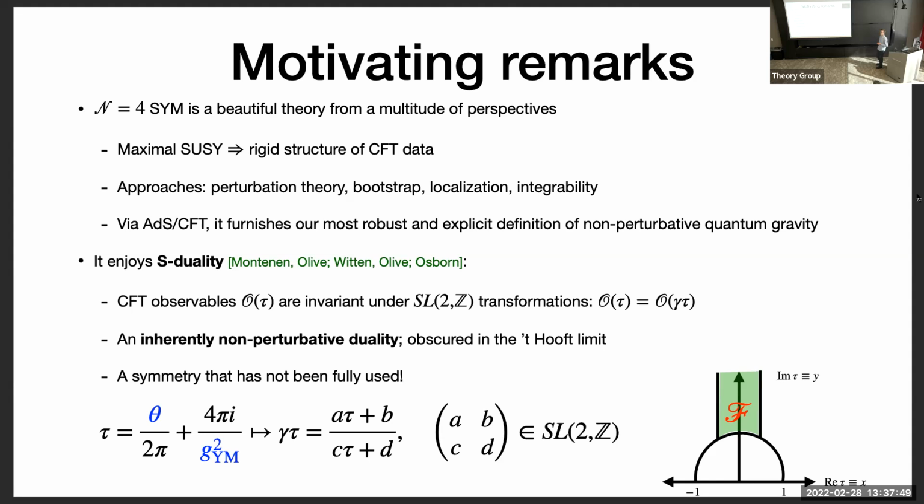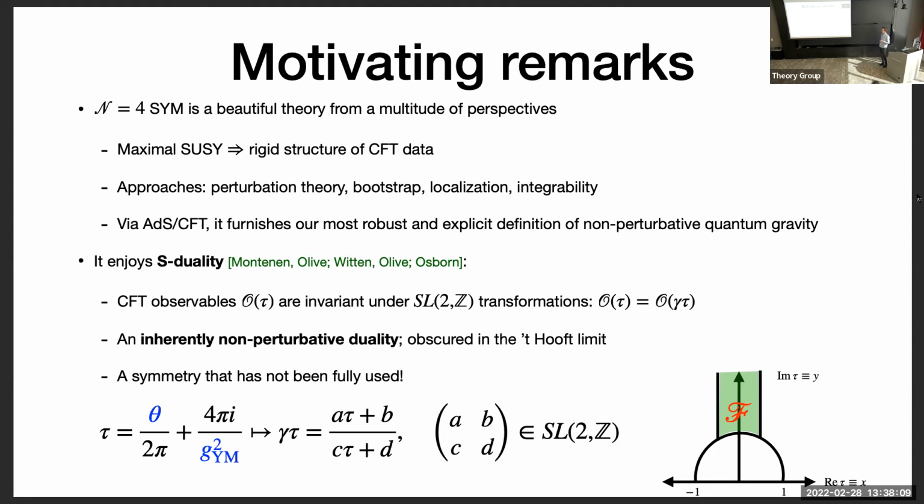Sorry. Yeah. Aren't observables supposed to fall under representations of the symmetry rather than being invariant? That's right. If observables are covariant under SL(2,Z), then that can be accommodated by this framework. But for the purposes of this talk, I'll restrict my attention to observables that are fully SL(2,Z) invariant.